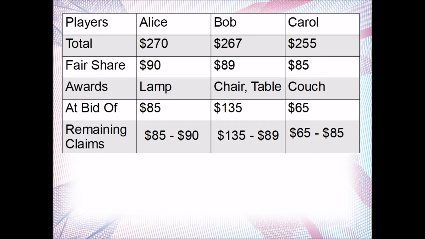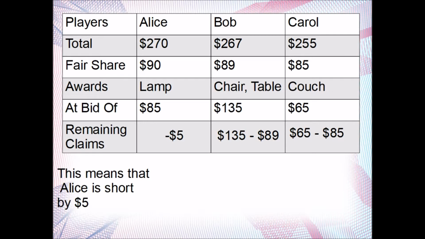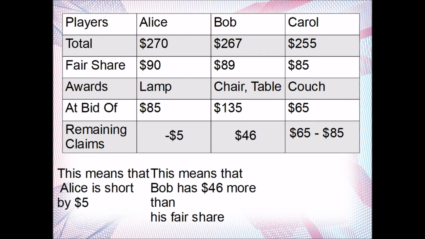So for Alice's column, 85 minus 90 is negative 5. How we interpret this means that Alice is short by $5. Her fair share is 90. She's got something worth 85. So in order to bring her up to her fair share, she needs $5 more. If I do Bob's subtraction, that's $46. Bob has gone over his fair share. So this means that Bob has $46 more than his fair share.